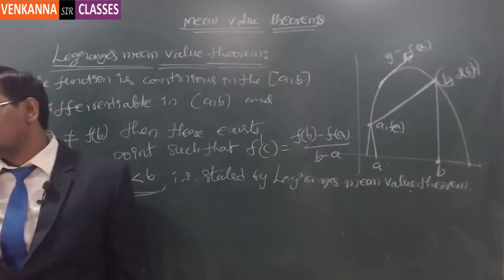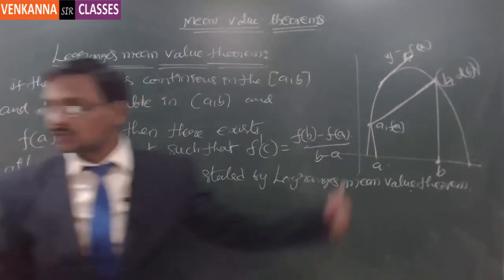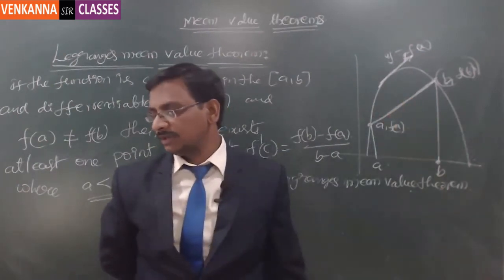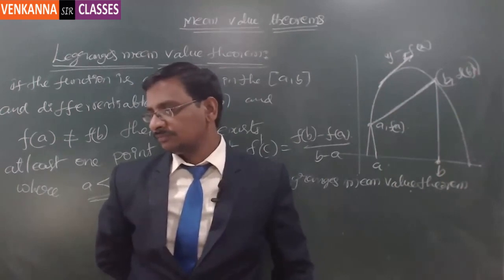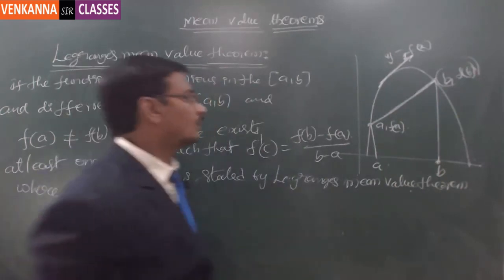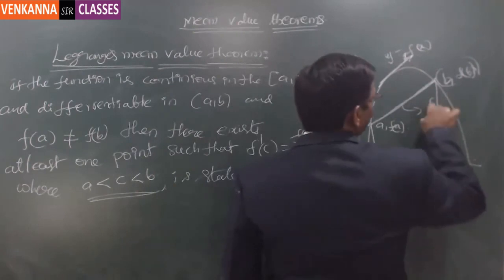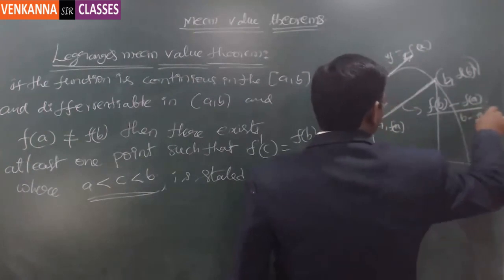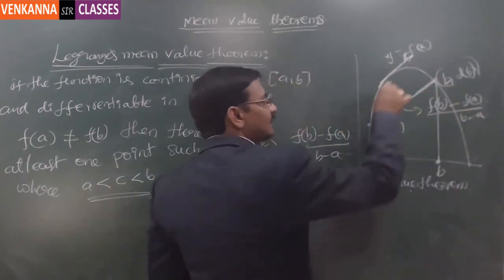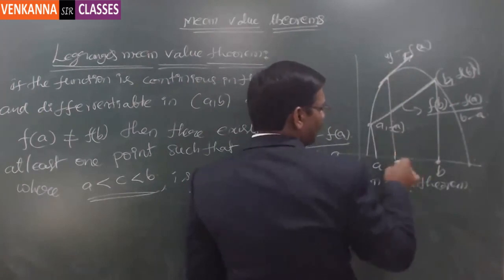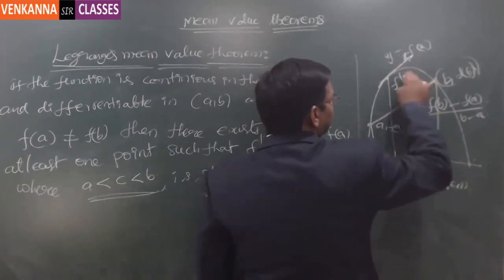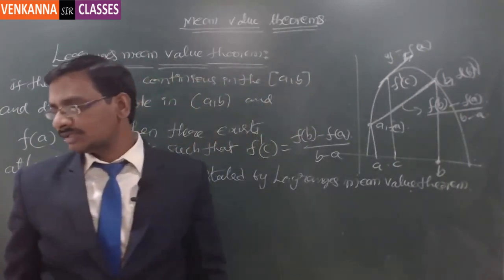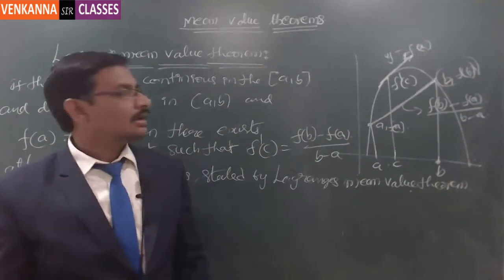Understood or not? There exists at least one point such that the slope in between a and b is equal to the slope of this straight line. Clear? Right? So this is something you can make out by common sense. The slope of this line is f of b minus f of a divided by b minus a. So this is the slope of this straight line. There exists at least one point c where f dash of c is equal to f of b minus f of a divided by b minus a. This is what is stated by Lagrange's mean value theorem.